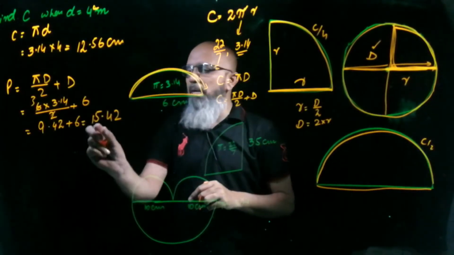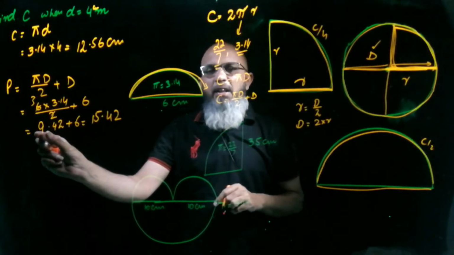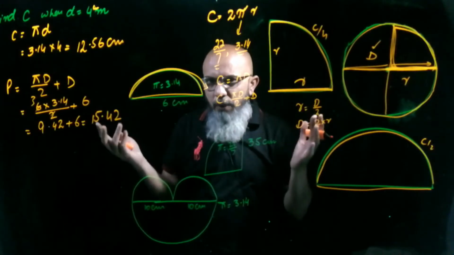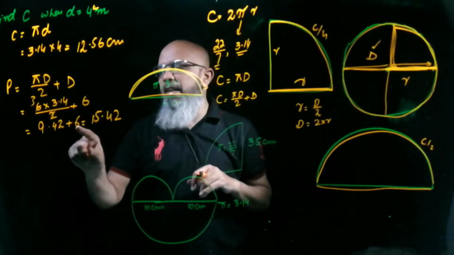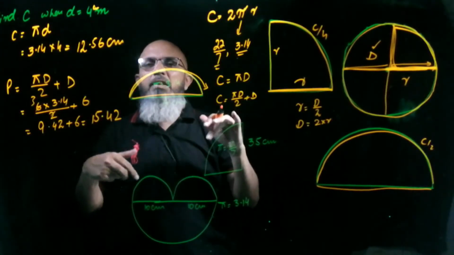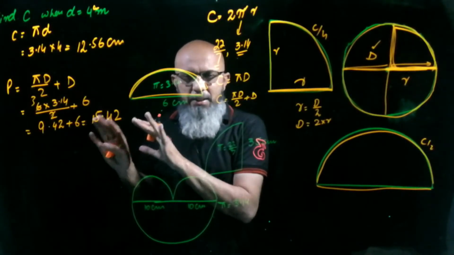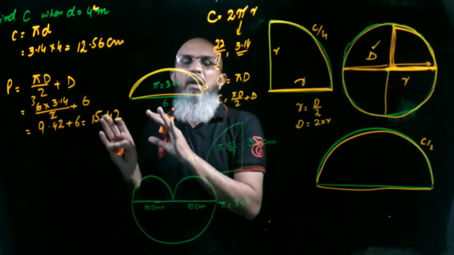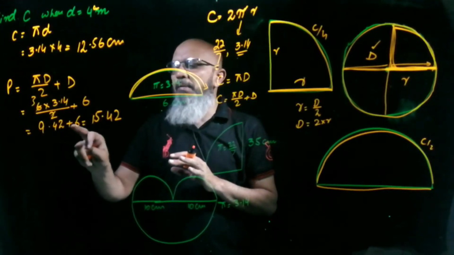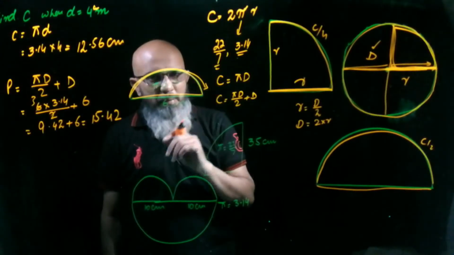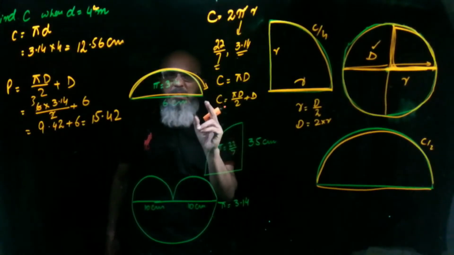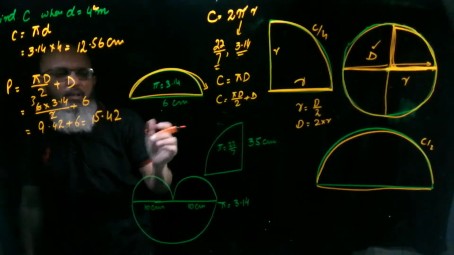15.42. Keep one thing in mind: whole numbers are always added to whole numbers. Some students make a mistake here. They add 6 to 2 and write the answer 9.42. That's not correct. This is an addition of decimals in which we have to add like terms, meaning whole numbers are added to whole numbers, right? I hope you understood these things in previous classes, class 4 and 5.